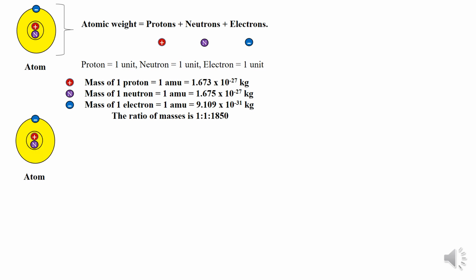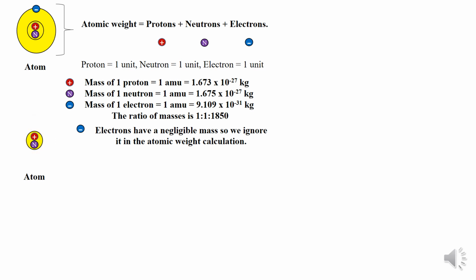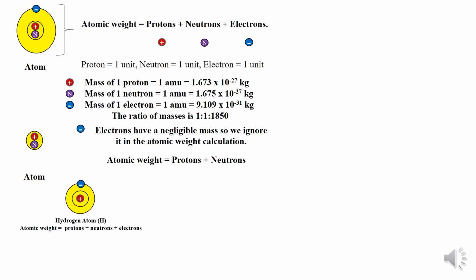And therefore, we'll ignore the negligible mass of the electron in the atomic weight calculation. So generally we don't consider the mass of the electron due to its negligible mass. So atomic weight will generally be the sum of protons and neutrons, ignoring the mass of electrons.